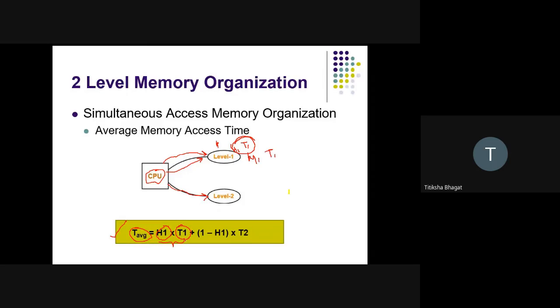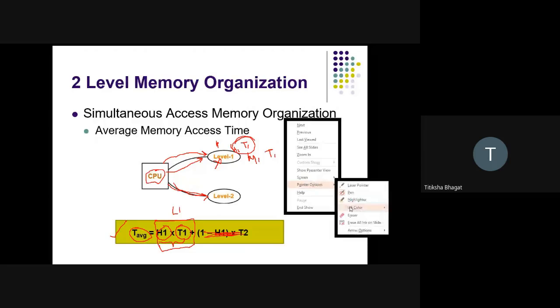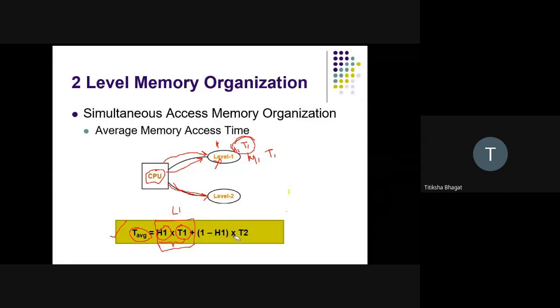But I am just assuming here that my data is found in level 1. If I only write this, it means that I found the data in level 1. But it is not always the case. It may happen that I am searching for the data in level 1 and level 2, and the data is not available in level 1. If the data is not available in level 1, then it is guaranteed that it is available in level 2. So for this, here I am first multiplying the miss ratio. What is the miss ratio?